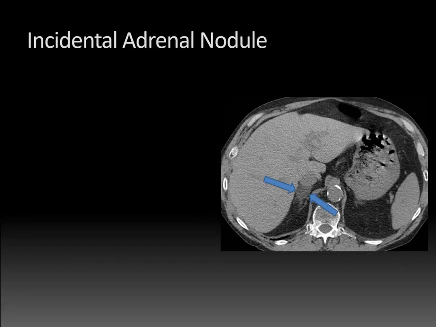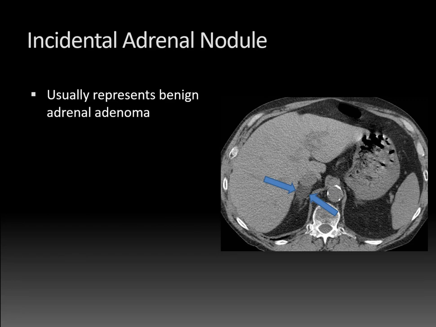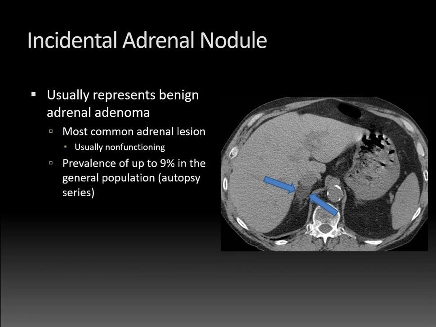So the incidental adrenal nodule usually represents a benign adrenal adenoma. It's the most common adrenal lesion. It's usually non-functioning, meaning non-hormone secreting. And in an autopsy series, there's a prevalence of about 9% in the general population.